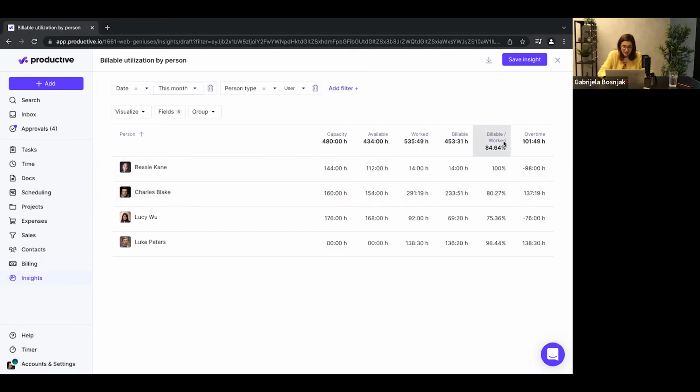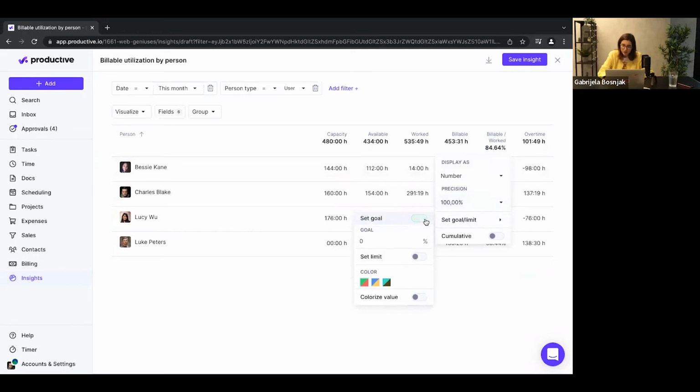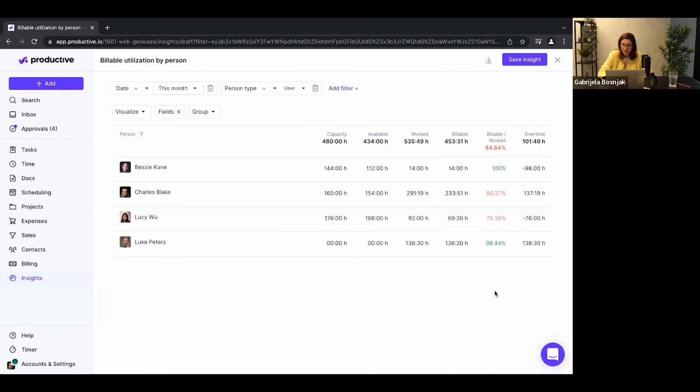Now, a lot of the companies have a target for utilization, and this is something that we can use in Insights as well. So I can actually put a target that I have a goal. Everyone in my company should be 85% billable, okay? If they're billable below that number, I want that number to be highlighted in red. So we have 2 people here who were not as billable as we wanted them to be.